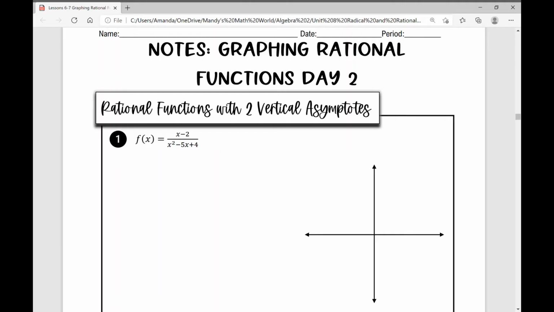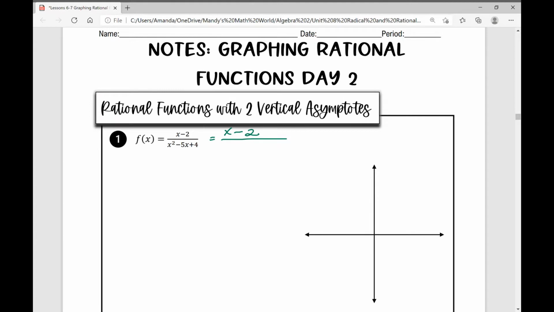Going into our second day of graphing rational functions, these first two examples deal with rational functions with two vertical asymptotes. The very first thing that you always want to do whenever you're graphing a rational function is to factor both your numerator and denominator. In this case, we'll need to factor the denominator. Our numerator is just x minus 2, which can't be factored any further.